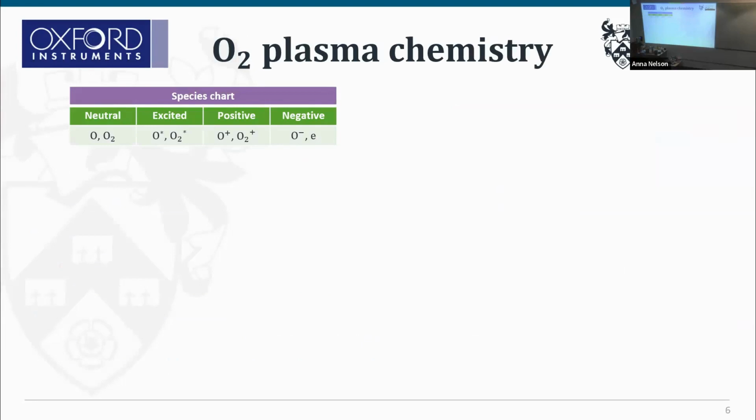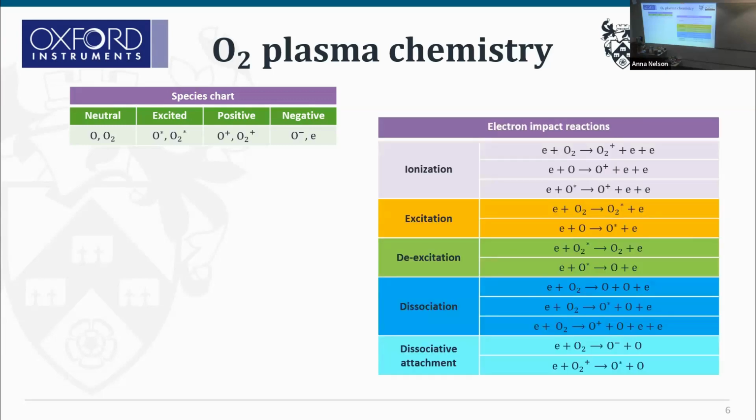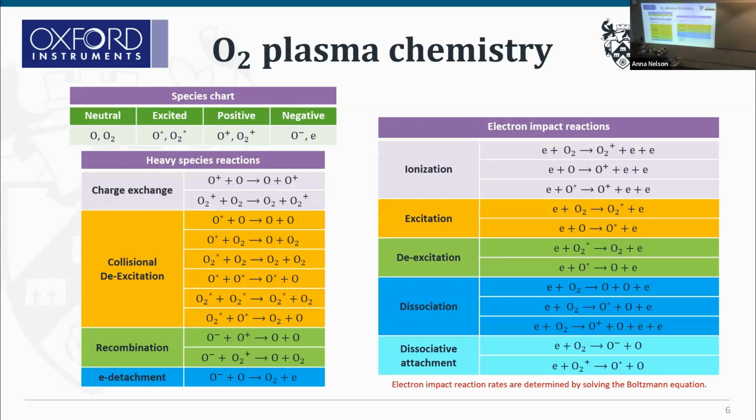So as I mentioned, we started with very simple oxygen plasma chemistry. And these are the different species that we have considered in our simulation for the case of oxygen plasma. We have neutral, excited, positive, and negatively charged species. With these species, the two main sets of reactions that we consider start with the electron impact reactions. So these are the set of electron impact reactions that are considered in the calculation. An important part is the reaction rates. These reaction rates are determined by solving the Boltzmann equation for the given simulation condition. Whereas these are the heavy species reactions that are considered, and their respective reaction rates are taken from the literature.